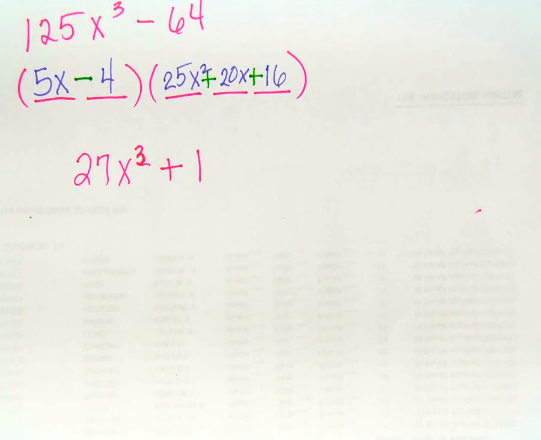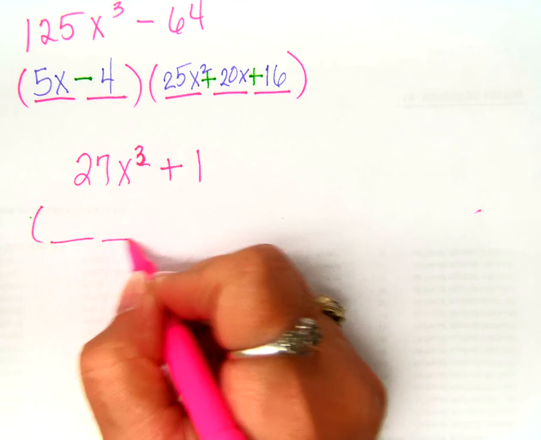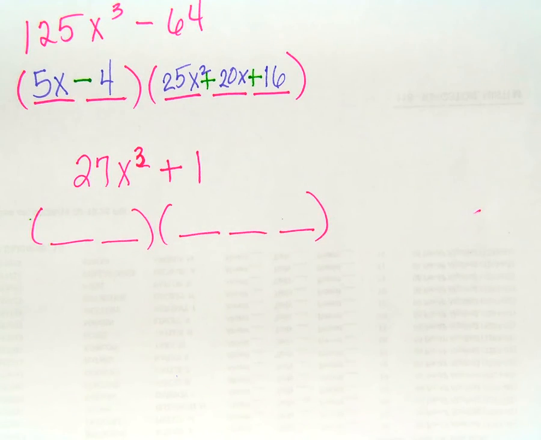What times itself equals 27? 3. What times itself equals 1? 1. So is it the sum of cubes? Here's the best part. You already know how to do it. It's not prime. We can factor this, but watch. Guess what you get? A binomial and a trinomial. Guess what goes in the binomial?